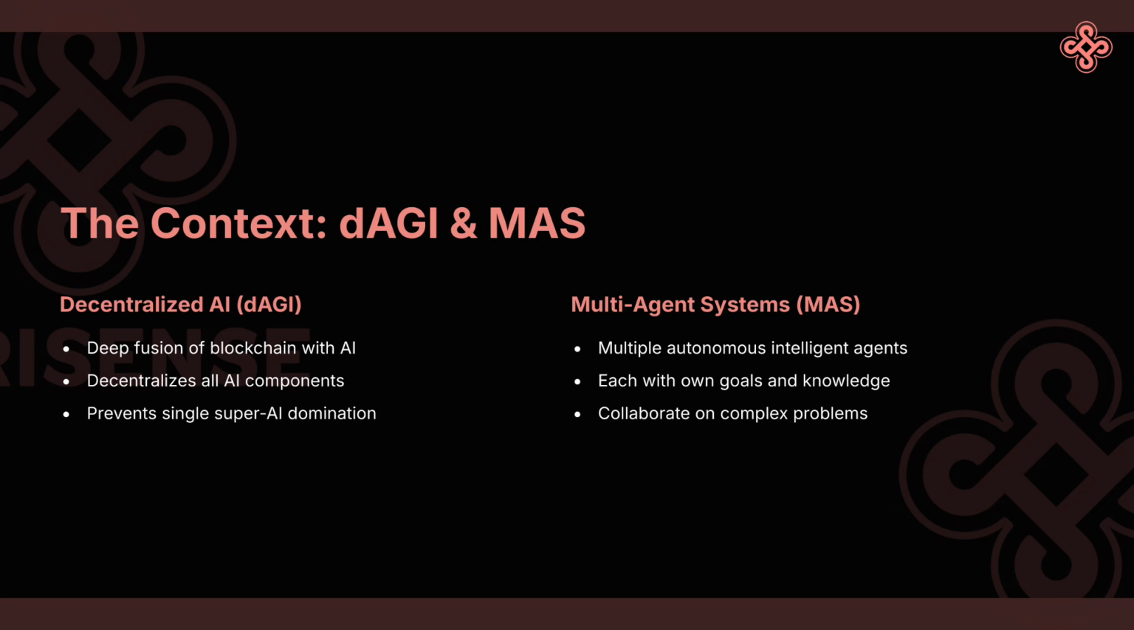Multi-agent systems, MAS, are the practical application of the dAGI philosophy. These systems comprise multiple intelligent agents that can independently perceive their surroundings, make decisions, and collaborate to solve complex problems beyond the capability of a single agent.